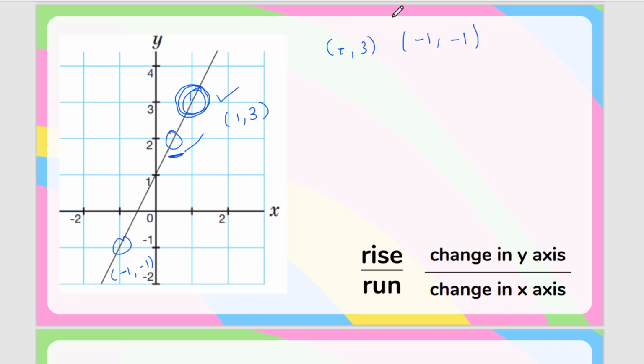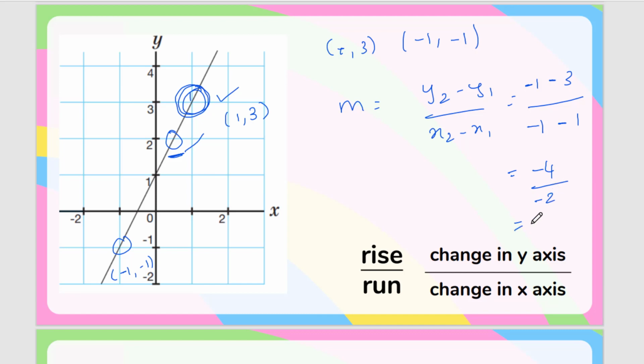So I'll keep it as x1, y1 and x2, y2. So m equals y2 minus y1 by x2 minus x1. So here y2 is minus 1, minus 3, by minus 1 minus 1. Minus 4 by minus 2, that is 2. The gradient of this line is 2.